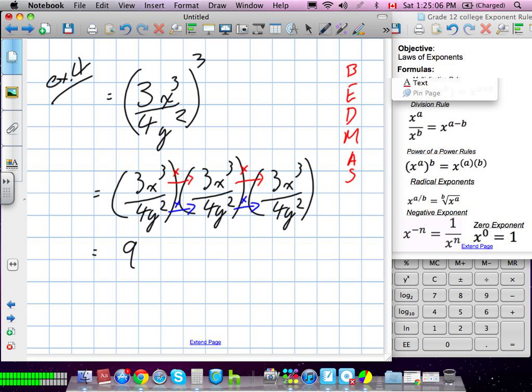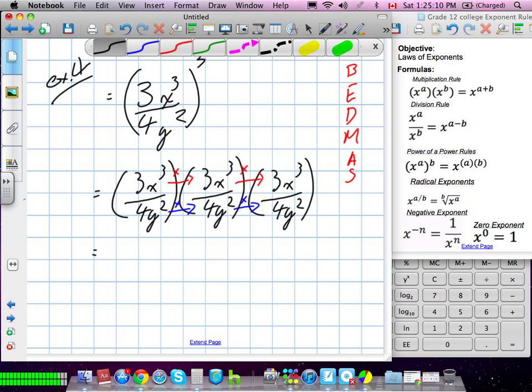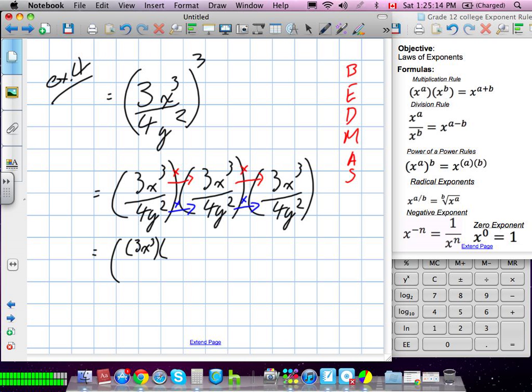Let's rewrite it again so that it's a little more simplified. I'll put this in one big bracket. It looks like this: 3x cubed over 4y squared, times 3x cubed over 4y squared, and again that's going to be multiplied by the exact same thing, 3x cubed over 4y squared. Now I want you to think of this like our exponent rules. We multiply our coefficients, which is 3 times 3, we'll get 9.